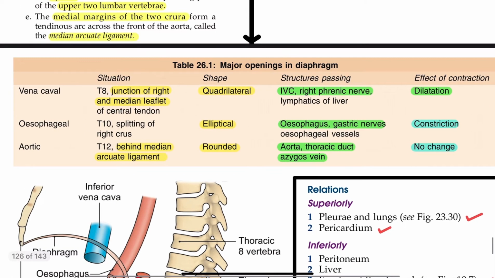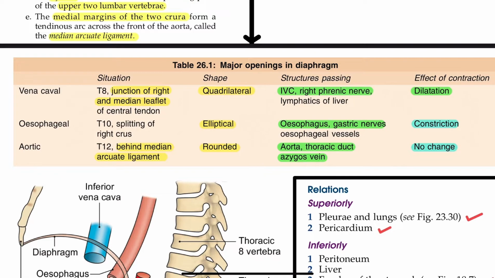First, we have the vena cava opening at T8, formed by the junction of the right and median leaflets. The shape is quadrilateral. Remember the shape, it's very important. The shape of the vena cava opening is quadrilateral. And what structures pass through it? Obviously the IVC, along with the right phrenic nerve and lymphatics of the liver.